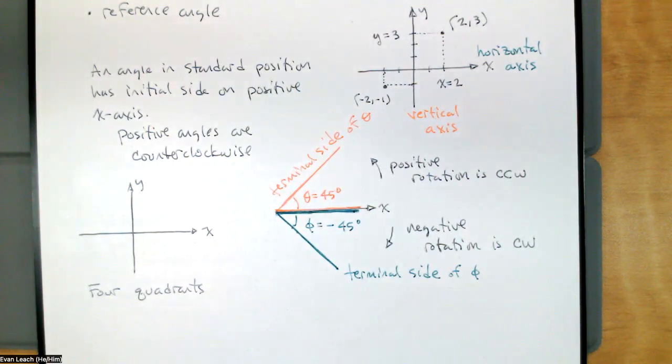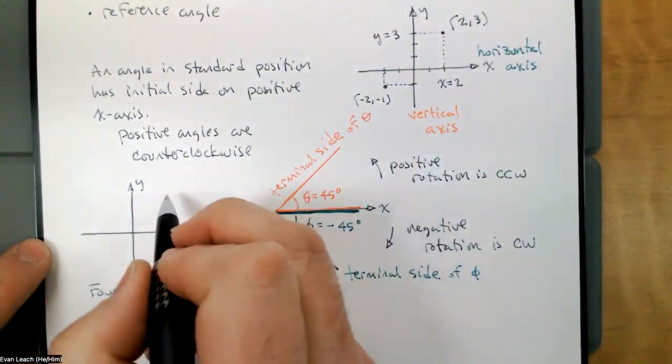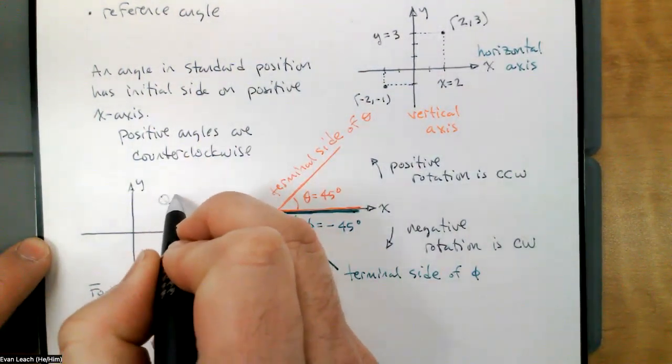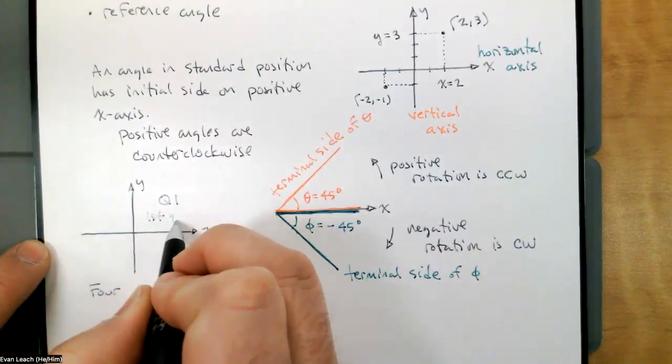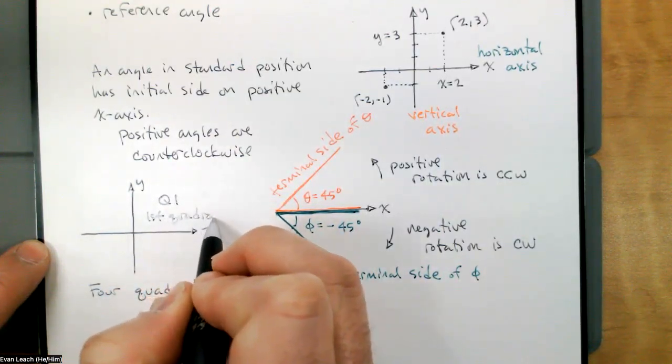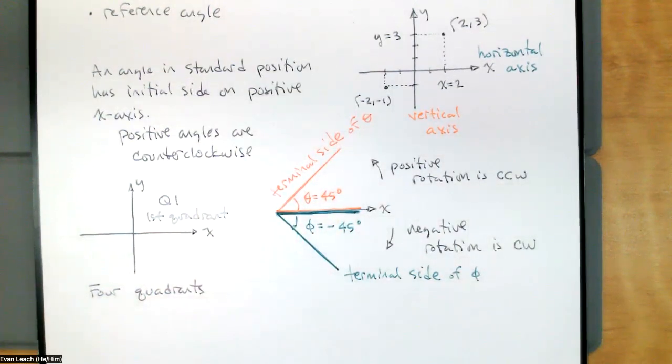So in the upper right, that's our first quadrant. And we'll abbreviate that Q1. The reason that we want this one to be our first quadrant is that's where everything is positive. That's where X and Y are both positive.